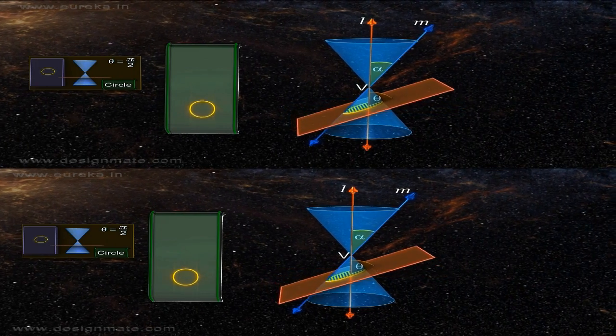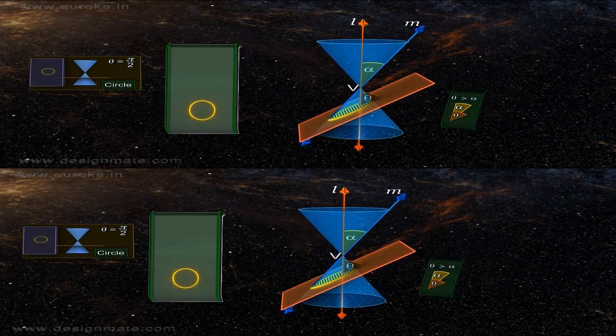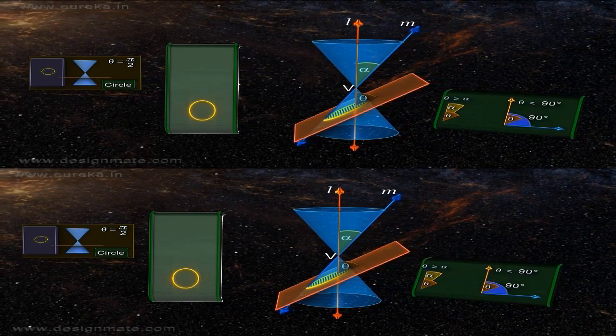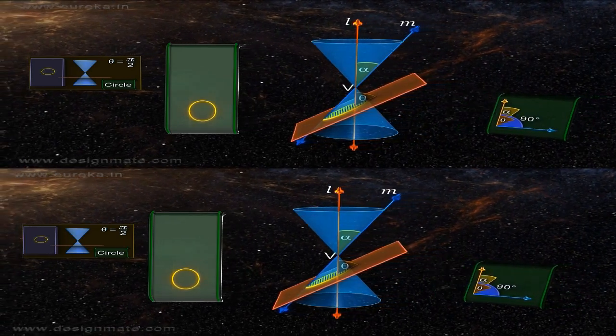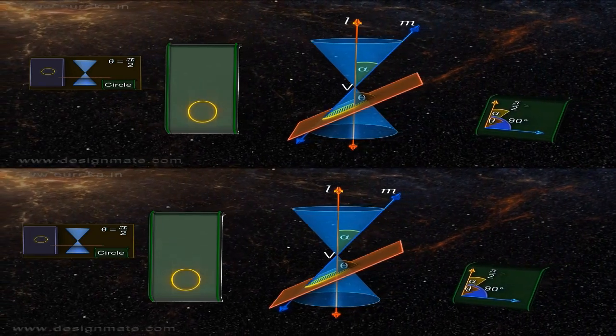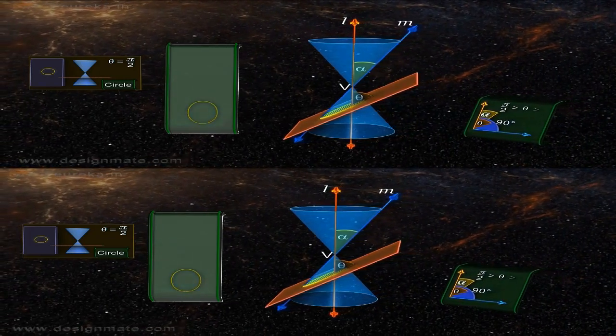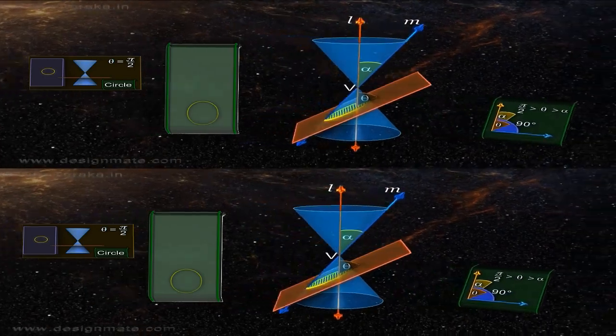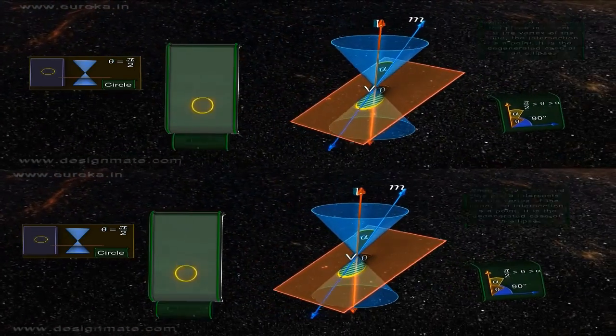Now let the plane cut the cone at an angle greater than alpha and less than 90 degrees to the axis. That is, pi by 2 is greater than theta, which is greater than alpha. The curve formed is called an ellipse.